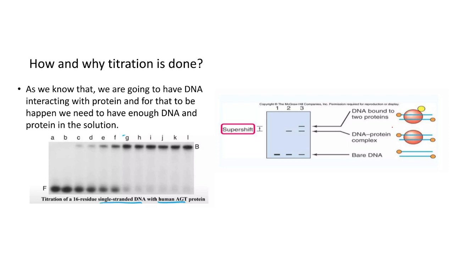Now you see that if your DNA is bound to two proteins, then you will see a shift in the band, whereas if your DNA is binding with only one protein, it forms a complex. So this is your bare DNA, and then this is your DNA protein complex. This is your DNA bound to your two proteins. You see the difference in the bands, and this is the free DNA, whose band is also decreasing.